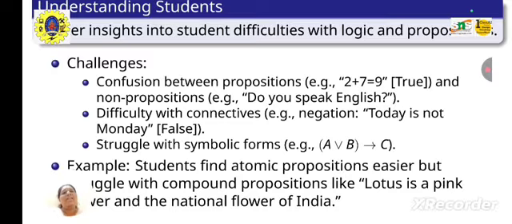Next, gathering insights into students' difficulty with logic and propositions. The first challenge is confusion between propositions. I have already told you that they don't know whether a statement is true or false, so they have to clear that first of all. For example, 2 plus 7 equal to 9, we all know that the given statement is true.